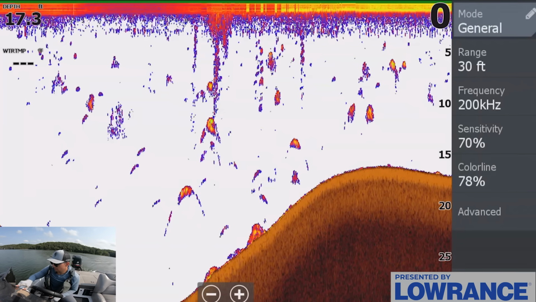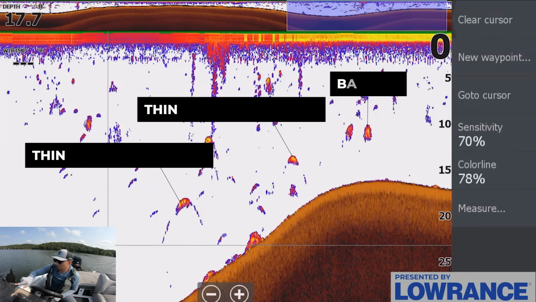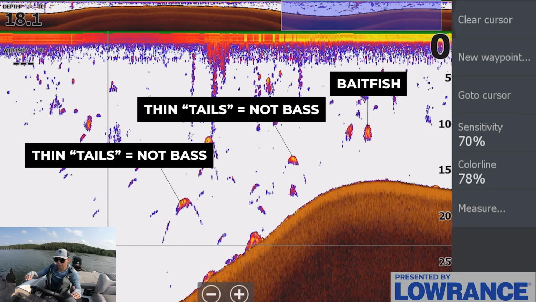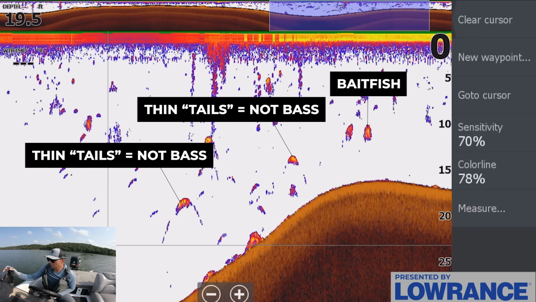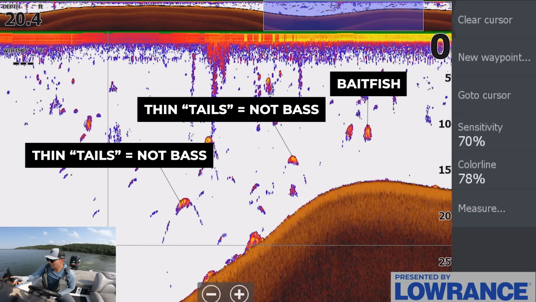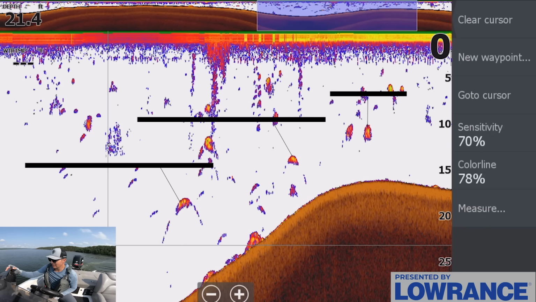So we can see some of these arches in here that are blobby but also have some of those tails of the arch. Those are going to be bigger gar, spoonbill, things like that. Some of these other blobs might just be bait fish and things like that.